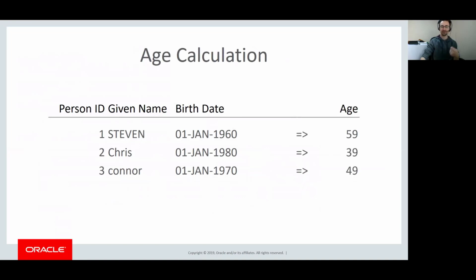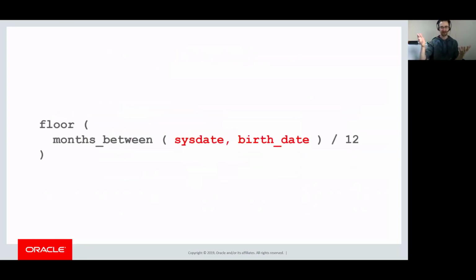So we want to add some birth dates, the actual ages. So we need a function to do this. The basic principle here is we do something like this, finding the months between today and their birth date, and divide by 12 to get the number of years.